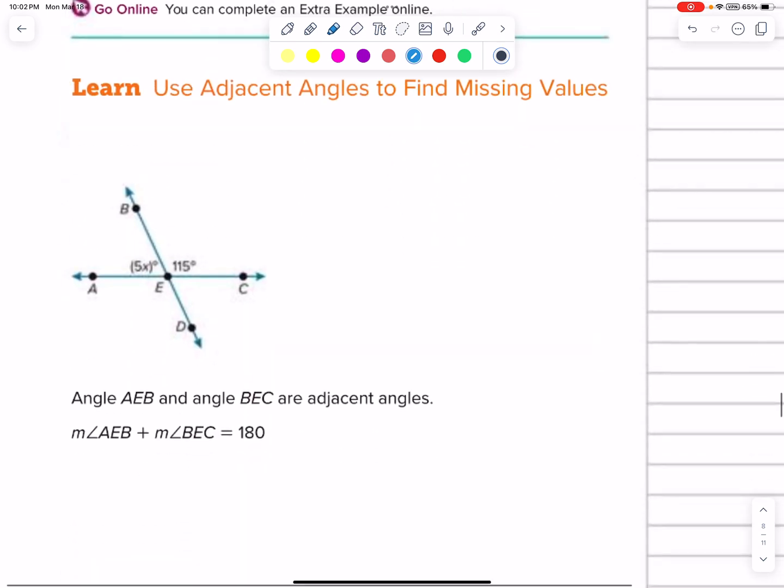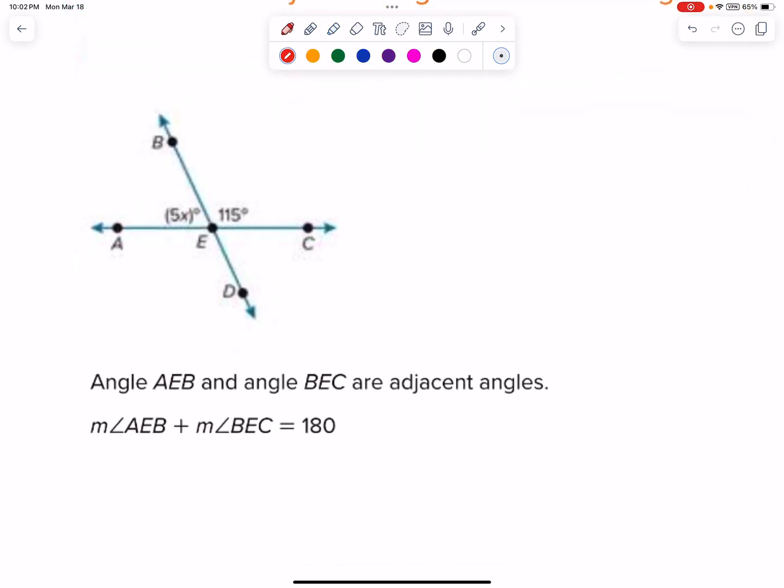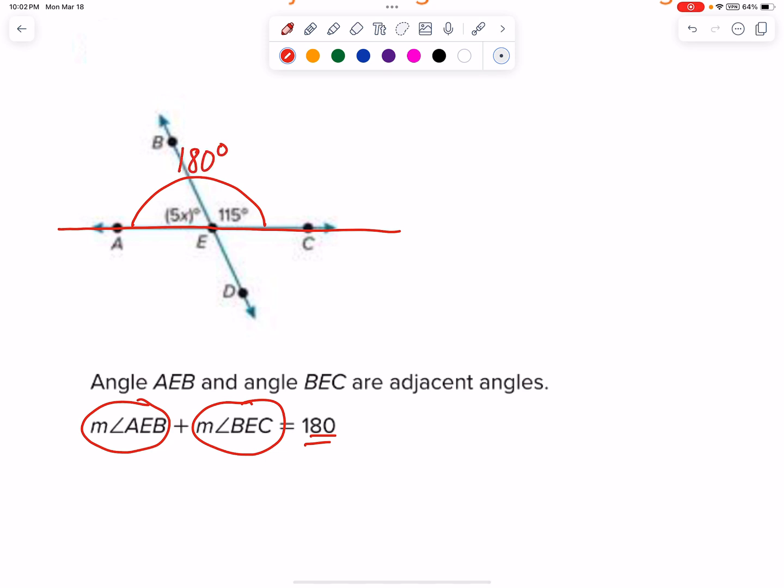Let's move on. All right, so let's use adjacent angles to find missing values. This is where we start having to understand some other things. So when we have a straight line, how many degrees did we say is a straight line? It's this distance from here all the way to here. And it's telling you that angle AEB plus angle MEB equals 180. So 180 is a straight angle. So we're saying this whole thing is 180 degrees.